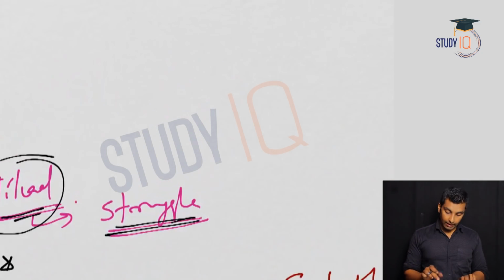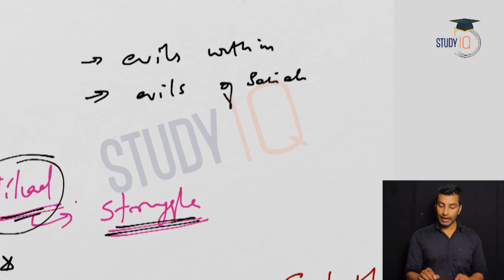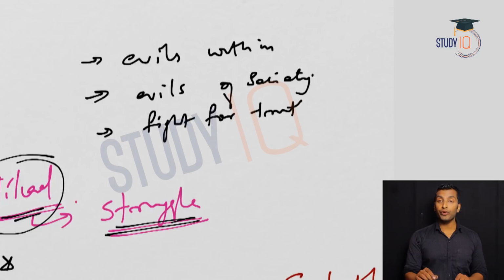It has three layers, if you want to understand in more detail. Firstly, fight against the evils within. Then fight against the evils of society, which is the second stage. Third stage, fight for the truth, even if you die, and for the goodness of Allah.